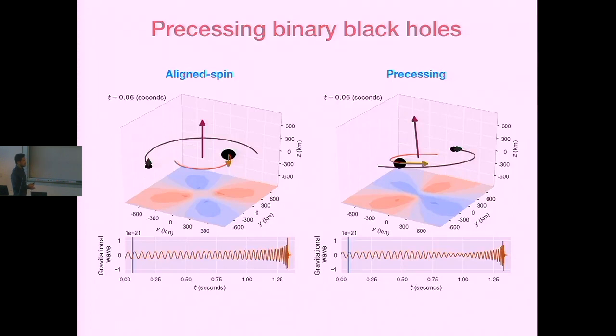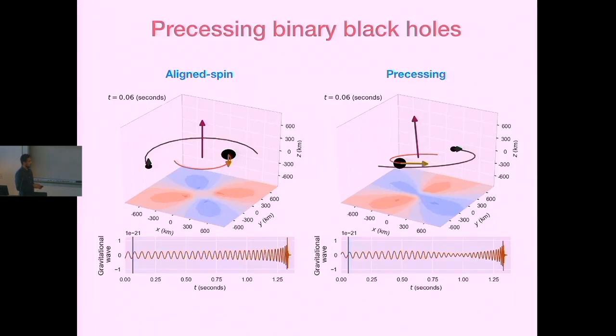In particular, the model that I'll talk about deals with precessing binary black holes. To explain what those are, I have some movies. In these movies, the black holes are represented by these ellipsoids, and the arrows on the black holes represent the spin of the black holes. And then the arrow in the middle is the orbital angular momentum, which is always perpendicular to this plane.